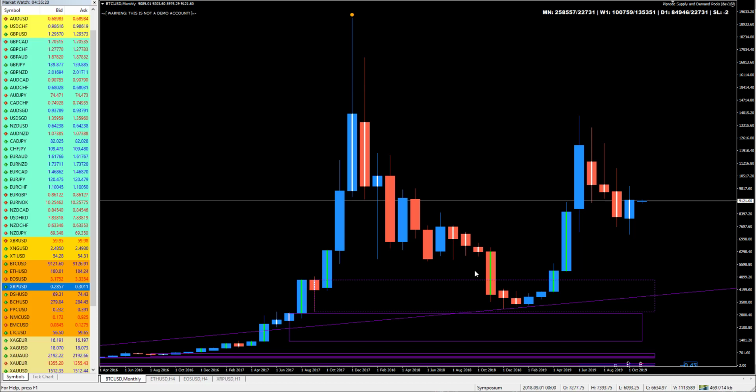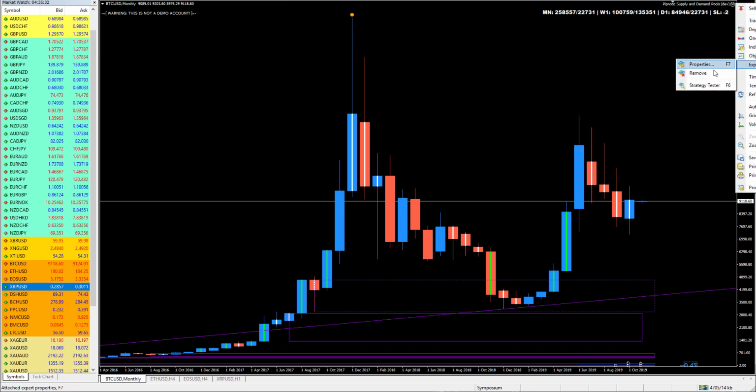Price went north, now we move back into it, and this is where we managed to form this nice base and move above and beyond. Okay, so this is what we have on the monthly chart. And I have the robot running. Let me switch that off so we don't have that.